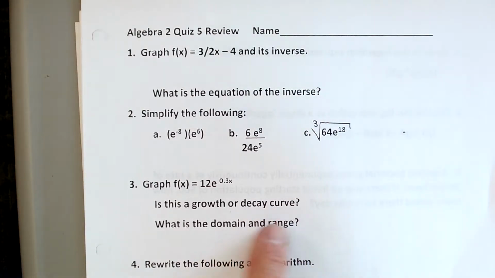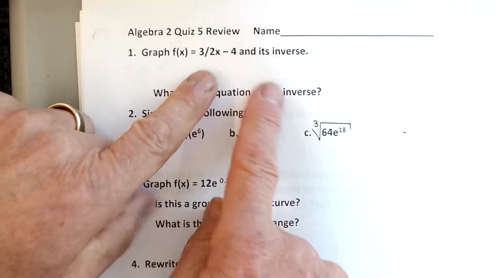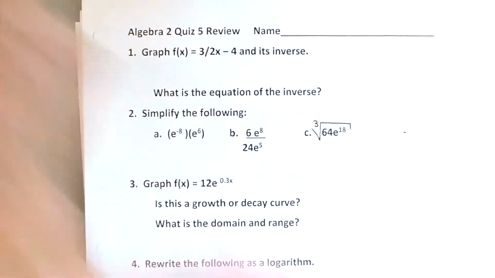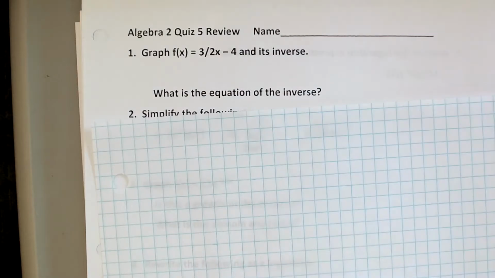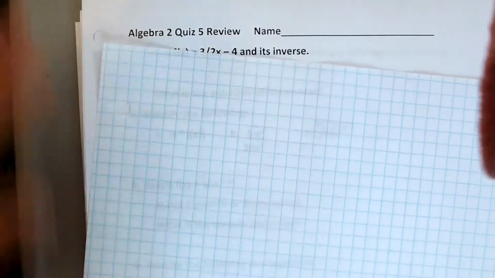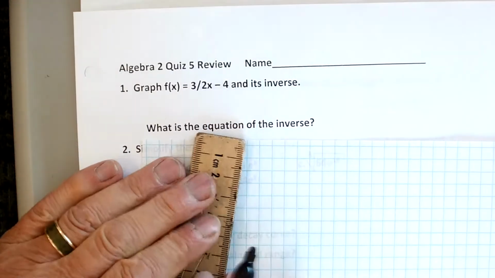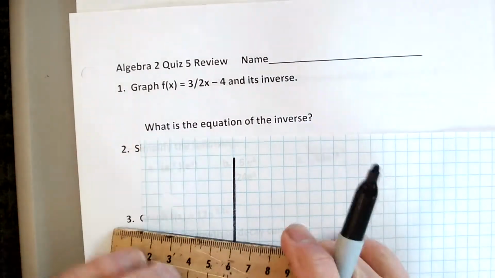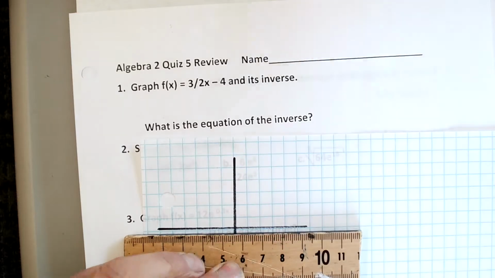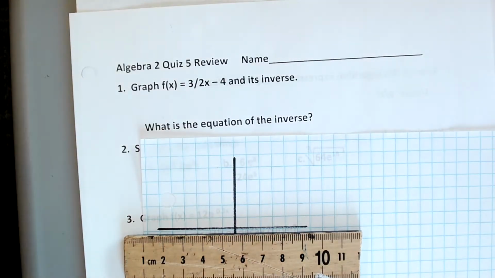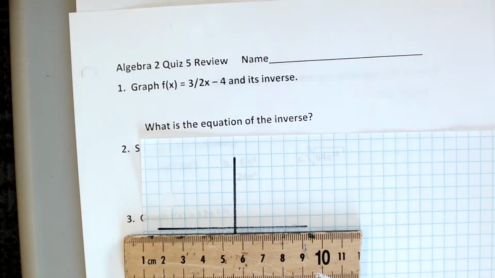So first of all, right off the bat, number one, it says graph 3/2 x minus 4 and its inverse. So let's get out a piece of graph paper. I'm going to do this. If I get going too fast, you can always pause the video and catch up. So number one, I'm going to graph this. I'm going to get my XY axis down. I'll do this one in blue, and then I'll do the inverse in red.